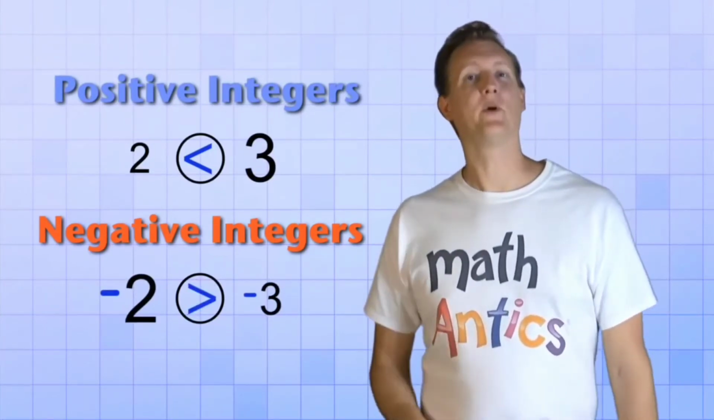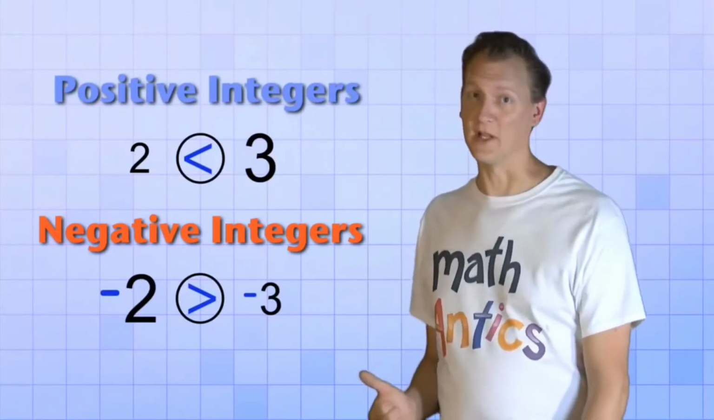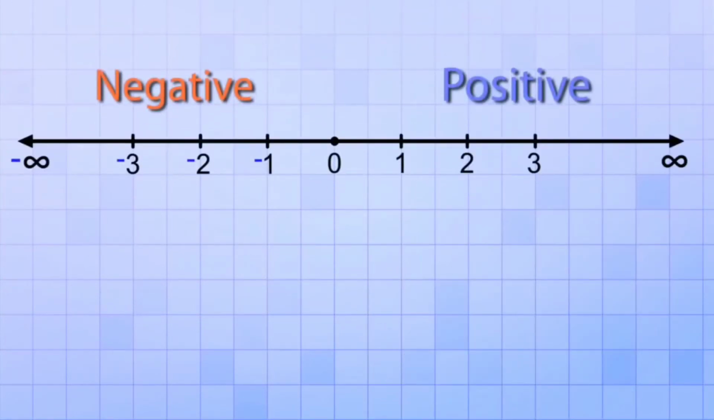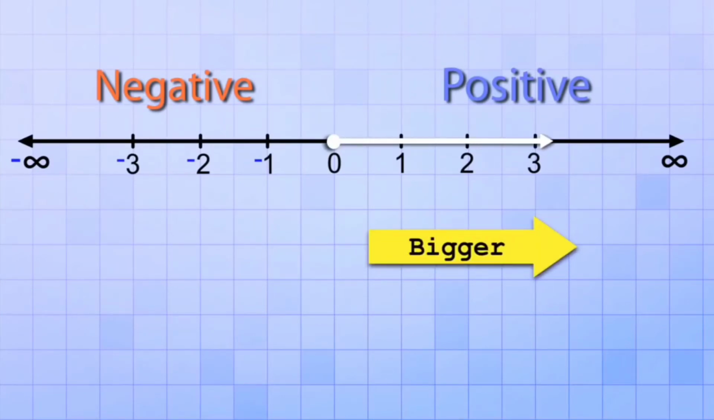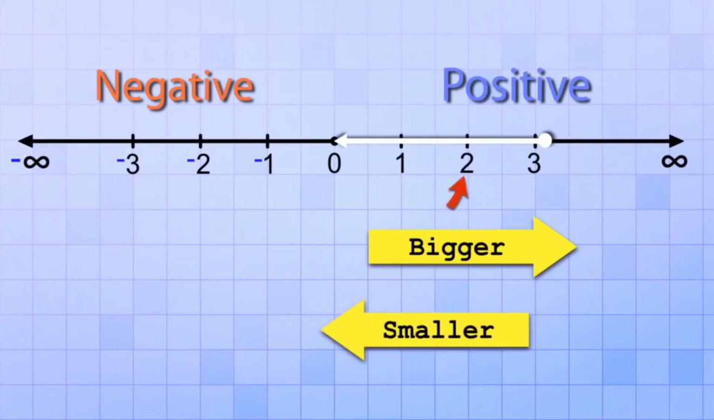And to help you understand why, let's look at our number line again. Have you noticed that if you start at 0 on the number line, and then you move to the right, the numbers keep getting bigger and bigger as you go along? 1 is greater than 0, 2 is greater than 1, and 3 is greater than 2, and so on. But what if we go in the opposite direction instead, to the left? As we go to the left, the numbers get smaller and smaller. 2 is less than 3, 1 is less than 2, and 0 is less than 1.